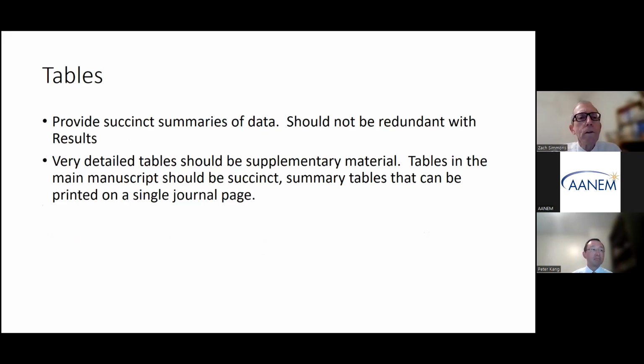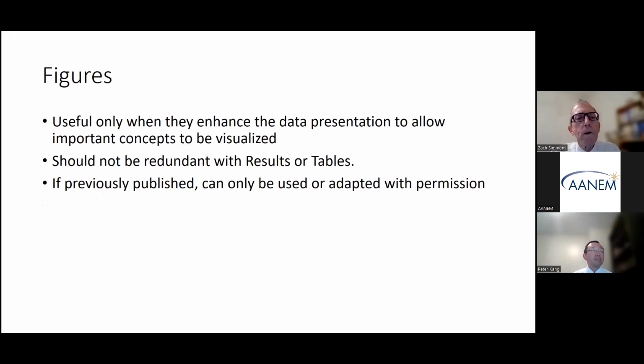With regard to figures, the figures are useful only when they enhance the data presentation or they allow important concepts to be visualized. They again shouldn't be redundant with your results or with your tables. And figures, if previously published, even if they're in one of your papers, can only be used or adapted with permission of the publisher unless you own the rights to those figures or tables.